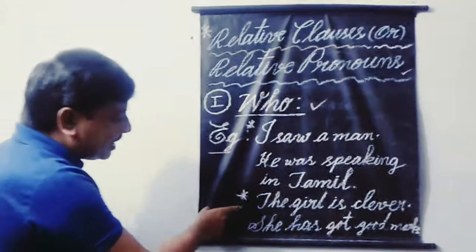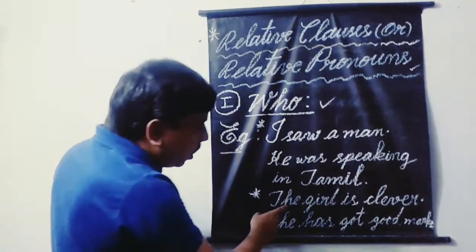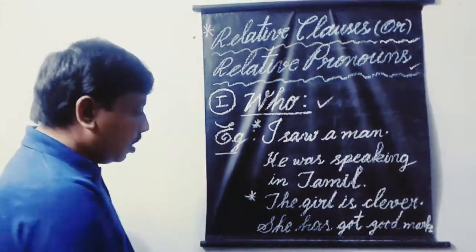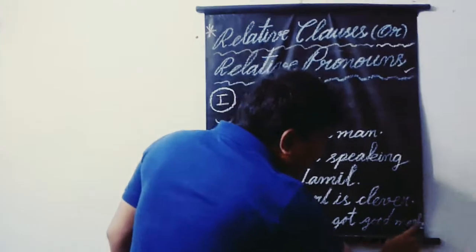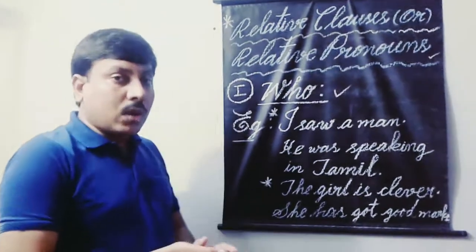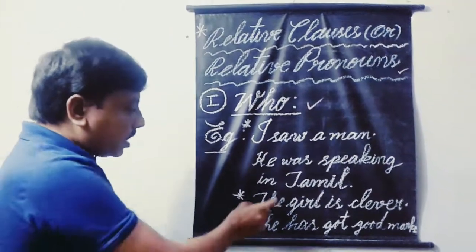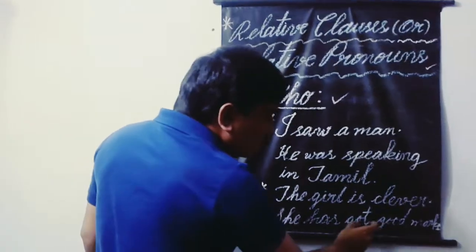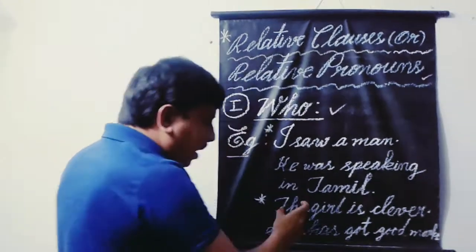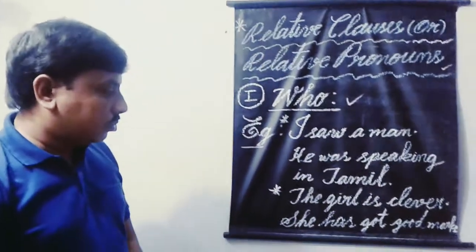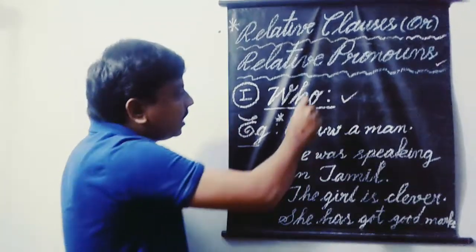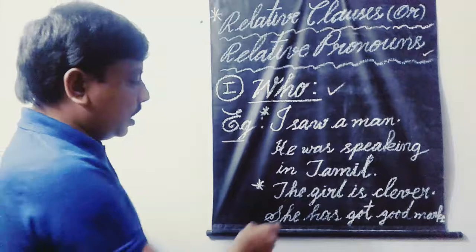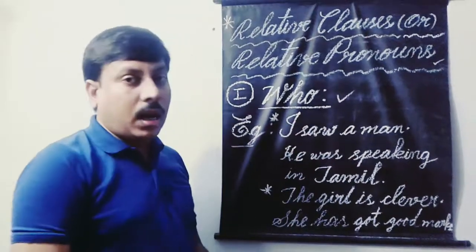Let us take one more example. The girl is clever. She has got good marks. These are the two events. If you take the first event, the girl is clever. She has got good marks. Now let us join these two events by using the relative pronoun who. If you take the first event, here girl is the noun.